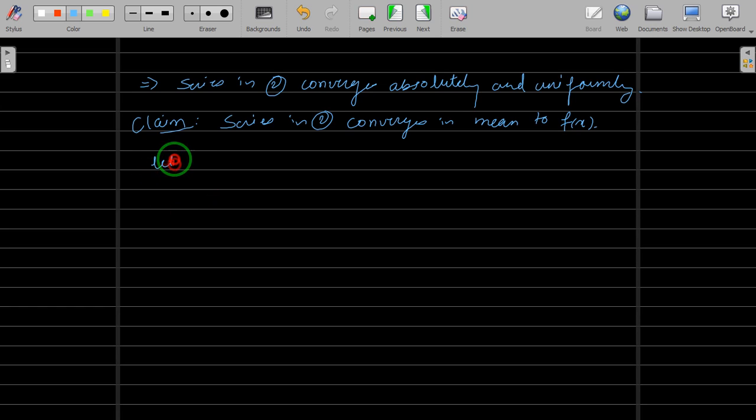So let psi_n of x be the summation k from 1 to n of h_k phi_k of x upon lambda_k. Let us take it to be like this. So this implies what will be f(x) minus psi_n of x.